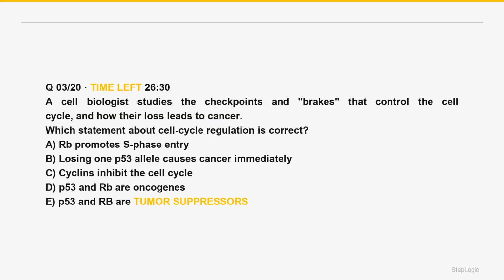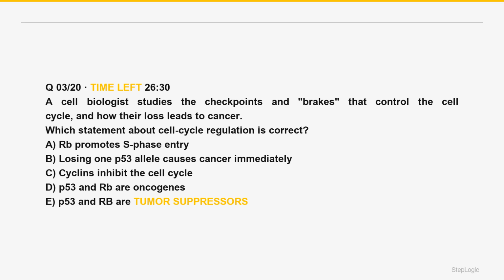Which statement about cell cycle regulation is correct? A cell biologist studies the checkpoints and brakes that control the cell cycle and how their loss leads to cancer. Read the command. Which cell cycle statement is correct? p53, RB tumor suppressors, brakes. RB holds G1/S, binds E2F. p53 arrests, S-phase, apoptosis. Two-hit loss leads to cancer.